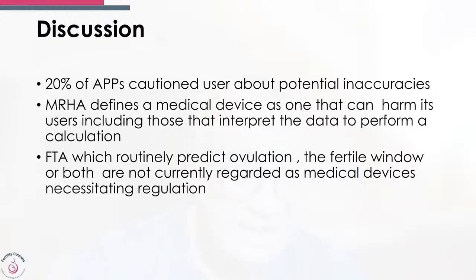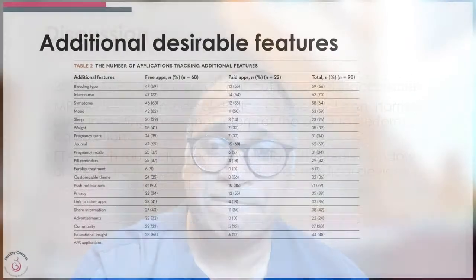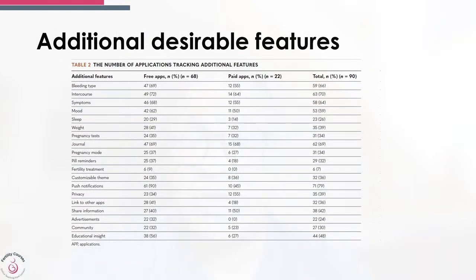The MHRA defines a medical device as one that can harm its users, those that interpret data and perform a calculation. Now, the FTAs routinely predict ovulation and the fertile window, and are not really regarded as a medical device. So if you look at the additional features, and there are a lot of additional features, you're looking at height, weight, different options, and there's a lot more to be added if you want to make these more accurate.